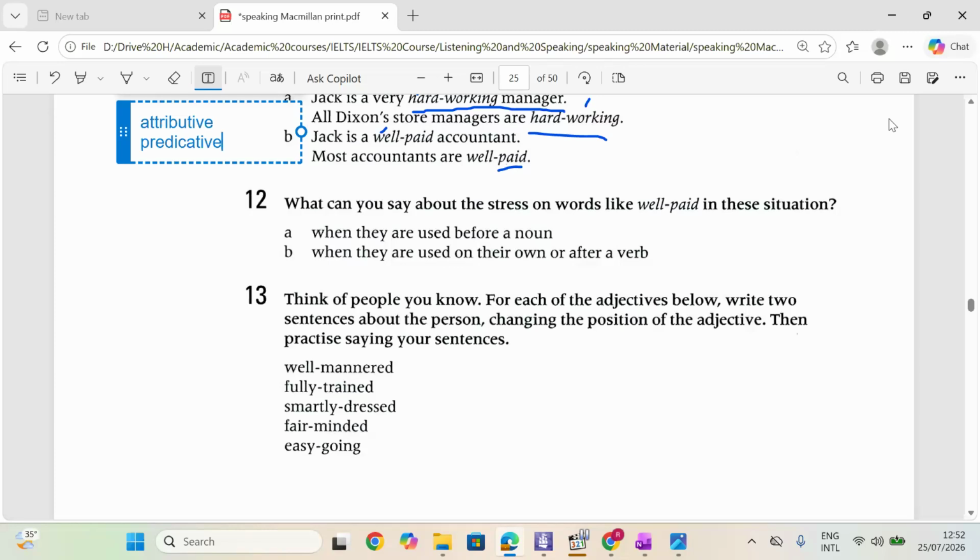Okay. My cousin is not easygoing. My cousin is not an easygoing student. Good job. Okay. Anybody else?